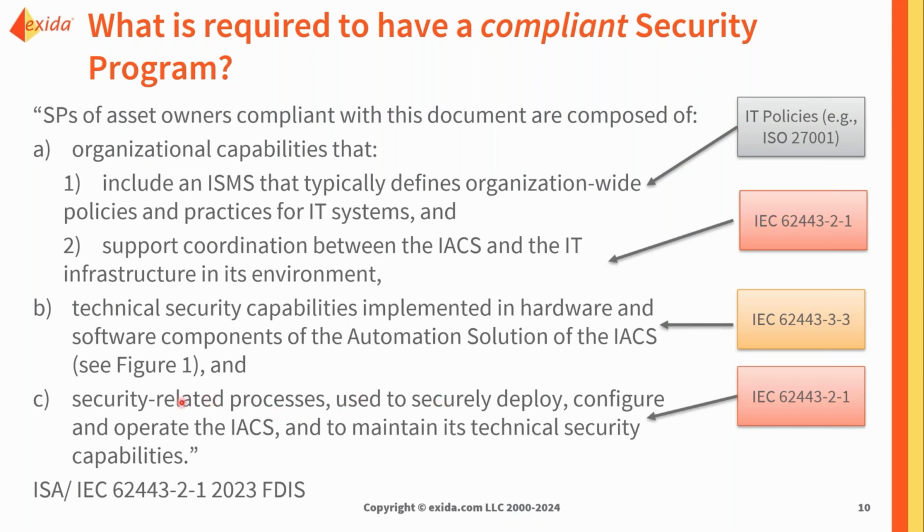And then the last part, the security related processes used to securely deploy, configure, and operate the IICS, as well as to maintain its technical security capabilities. And really that is a combination of 2-1 considering the ongoing operations requirements of the asset owner, and part 2-4 considering what needs to be done by the maintenance and integration service providers. And so this gives us a pretty good starting view of really what parts of the standard are involved, if we have a site and we want to say that it's going to comply with 62443.